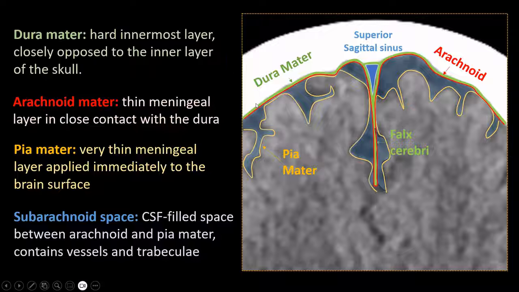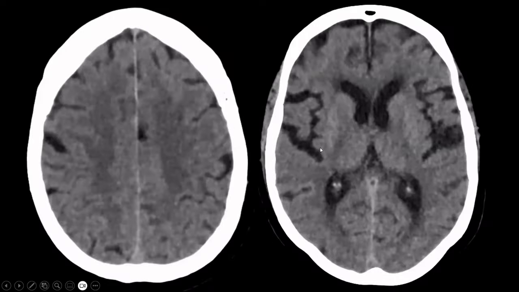So we start with the very thick dura mater immediately underneath the skull. Then we have the thin arachnoid mater in close contact with the dura, and the pia mater located immediately above the brain surface. If we look on these images, we can see one specific meningeal structure.